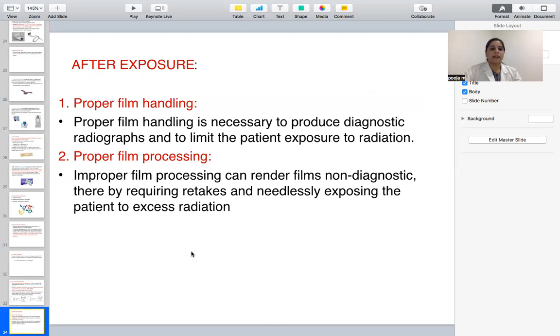The next method we are supposed to follow to protect the patient from radiation exposure after exposure is following a proper film processing technique. We should not overdevelop or underdevelop the film, or overfix or underfix the film. Again, it tends to hamper the radiographic quality, so ultimately we are reducing retakes, and reducing the patient's exposure to excess radiation. So these are the methods which we are supposed to follow before, during, and after exposure to prevent the patient from excess radiation.